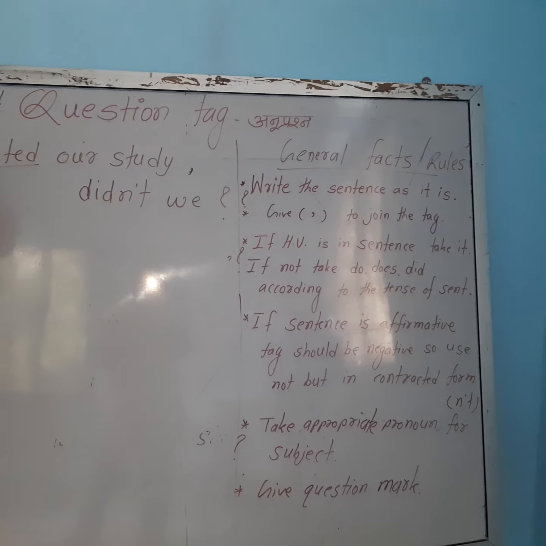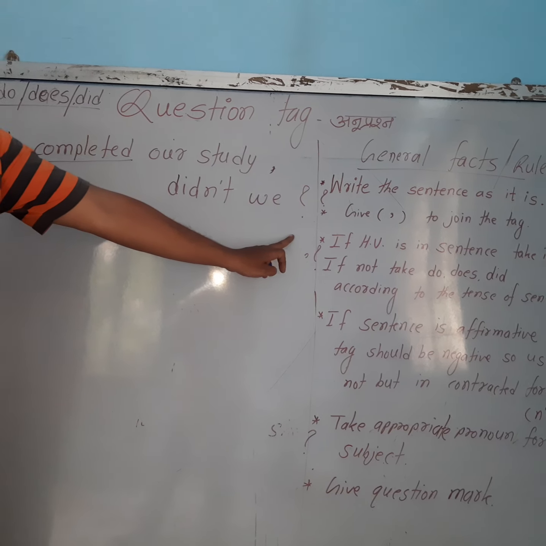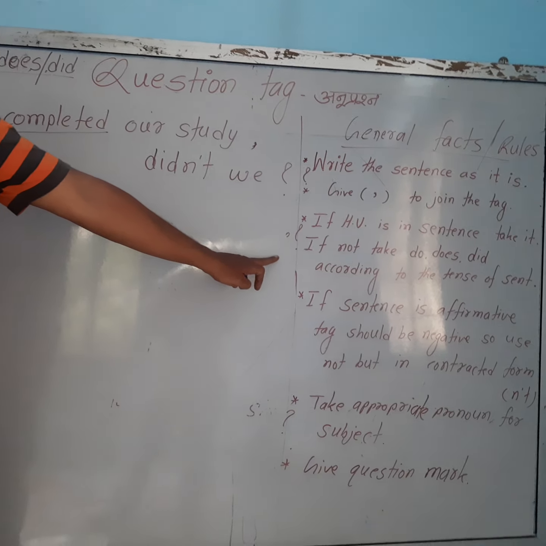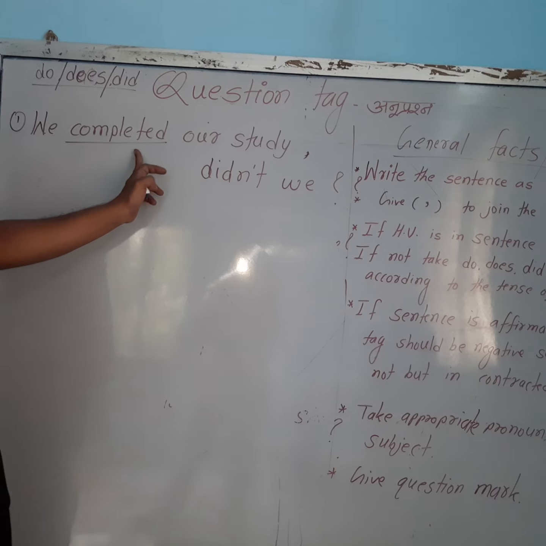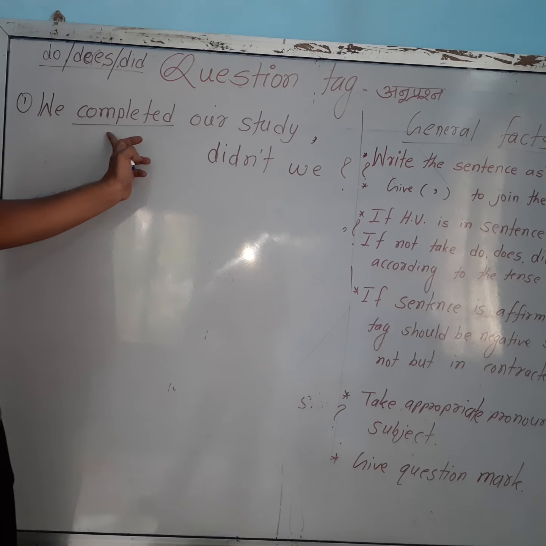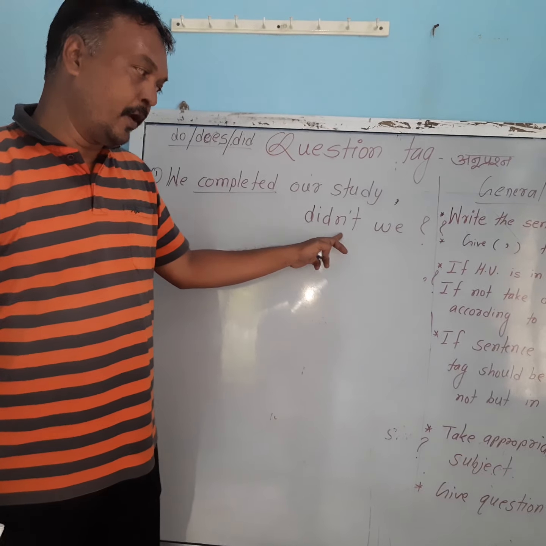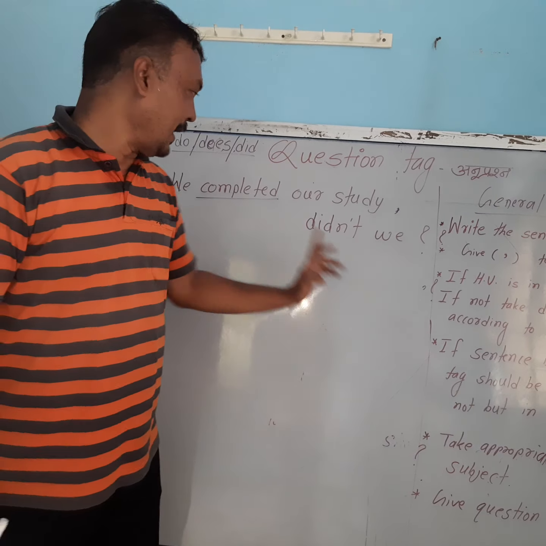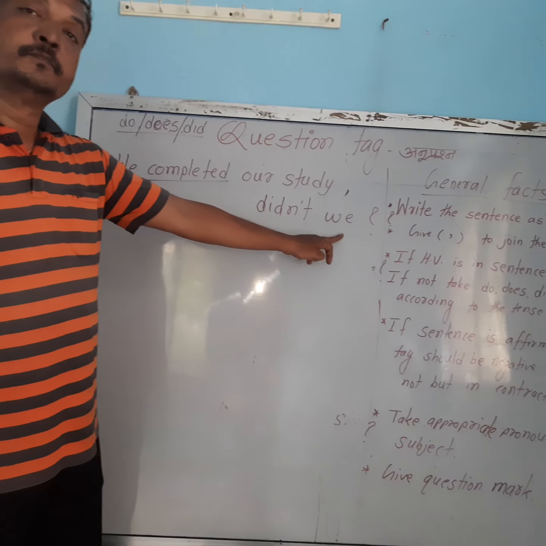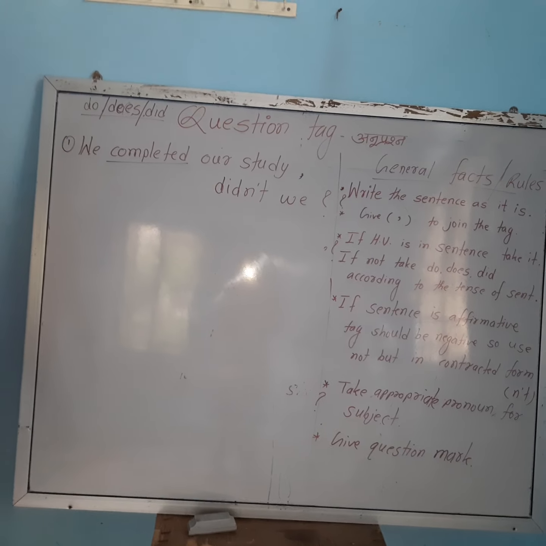Write the sentence as it is. We have written. Give a comma. We have given. If HV is in the sentence, take it. If not, take do, does, did. HV is not in the sentence. We use did because the sentence is in past tense. The sentence is affirmative, so we have to use negative, but in contracted form. And take the appropriate pronoun for the given subject. We have taken it and given the question tag at last.